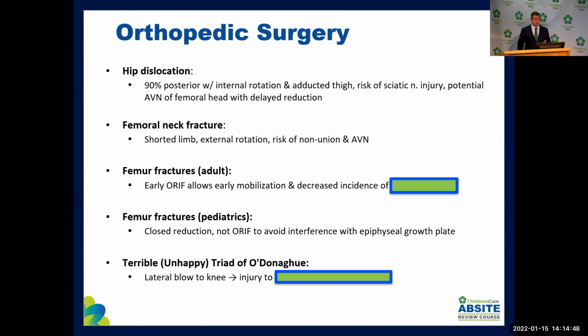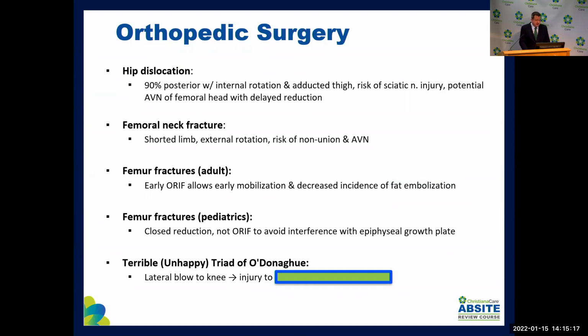Femoral neck fracture, they're going to have a shortened limb and external rotation, also a risk of non-union and avascular necrosis. Difference in femur fractures between adults and peds: we operate on adults. They usually get early operative reduction and internal fixation, so you can mobilize them easier and decrease the incidence of fat embolization. For peds, you just cast them, or what we call a closed reduction, right? Because you don't want to interfere with their growth plates.